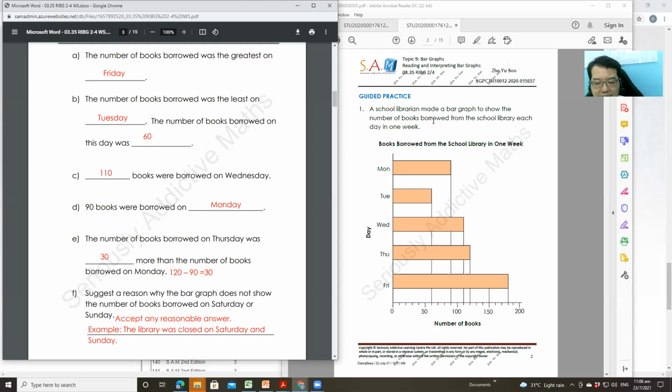The number of books borrowed on Tuesday was 60, as we noted just now. All right, and then Wednesday, C, 110 books were borrowed. Okay, D, 90 books were borrowed on Monday.